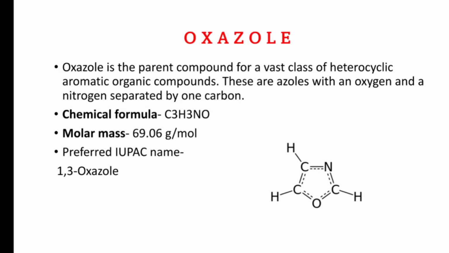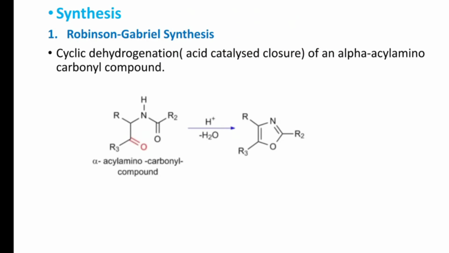Oxazole is a parent compound for a vast class of heterocyclic aromatic organic compounds. These are azoles with an oxygen and a nitrogen separated by one carbon. So here is given the structure of the oxazole. Its chemical formula is C3H3NO and its molar mass is 69.06 gram per mole.